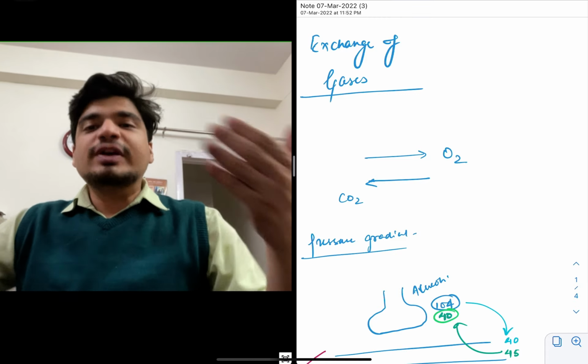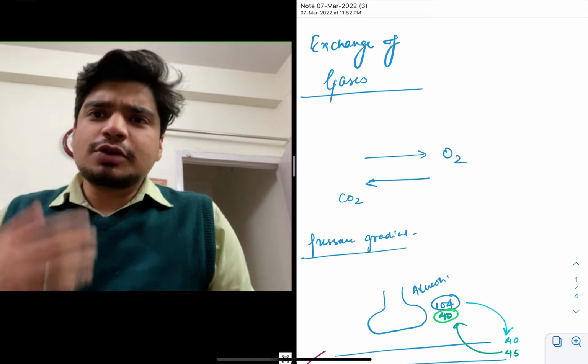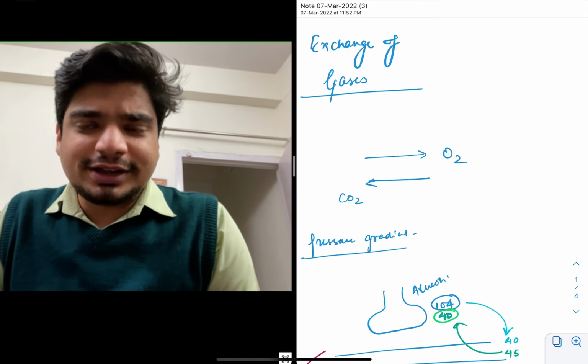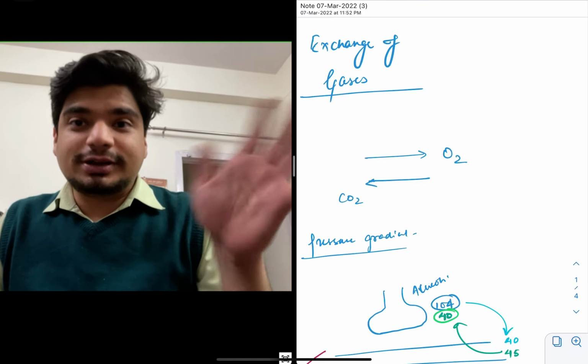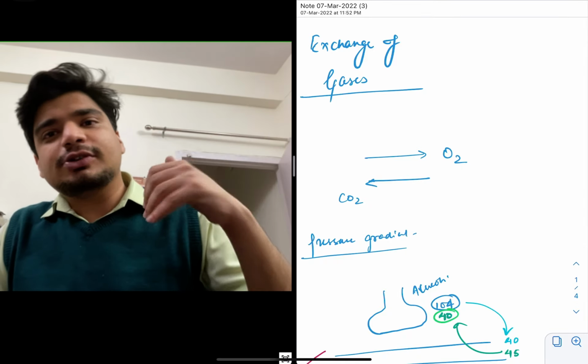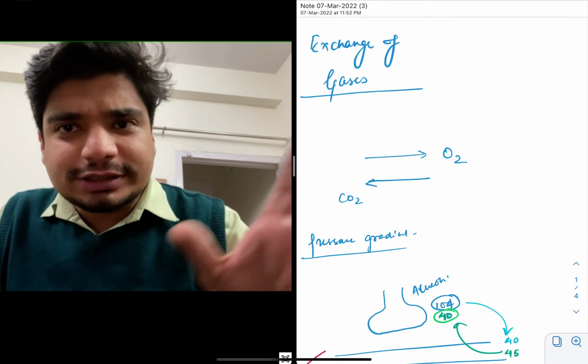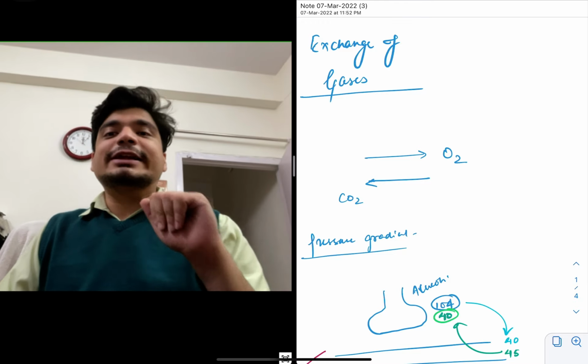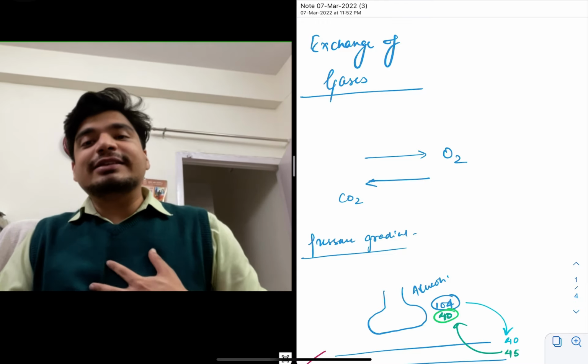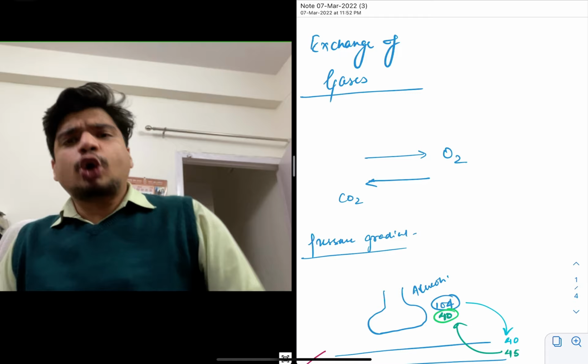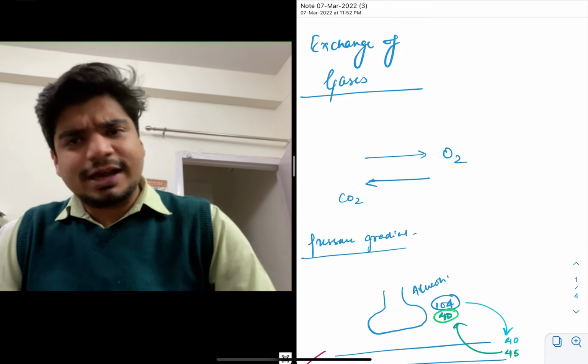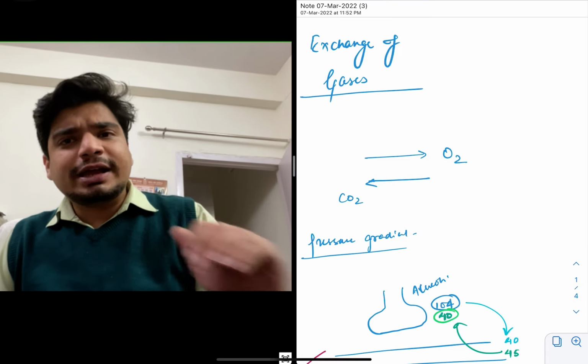So let's assume when we are inhaling the air, what is the concentration of oxygen in that air? It is 21%, right? And nitrogen is 78%, and carbon dioxide is like 0.3%. Fair enough? So by the time this air reaches the alveoli, it will have more oxygen, and carbon dioxide will be less.